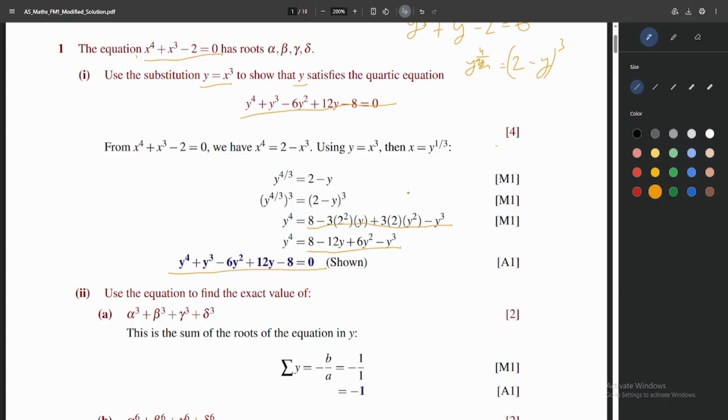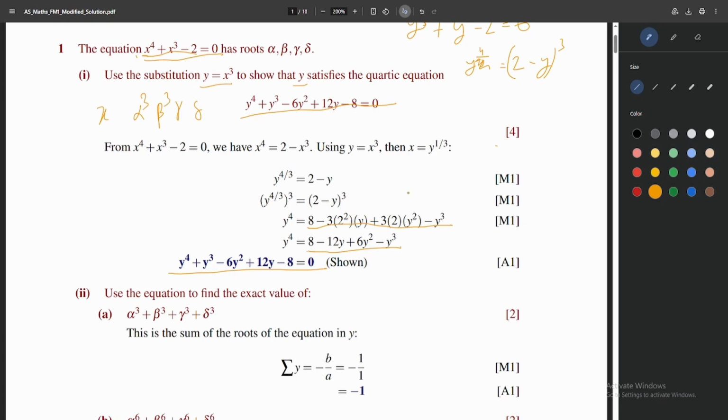Our next question is to find the exact value of alpha cubed, beta cubed, and so on. Basically they want us to find the solutions of this equation, so all the roots. It's a quartic, so it will have 4 roots. Let those roots be alpha, beta, gamma, and delta, and then they want the cube of those.